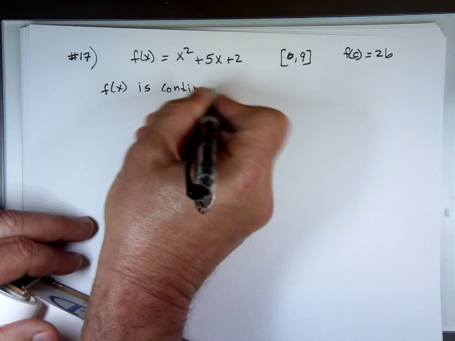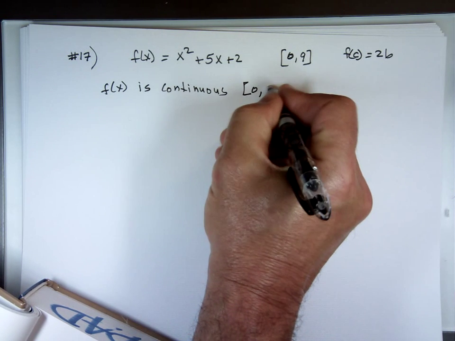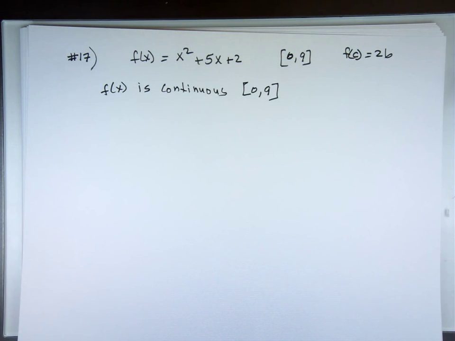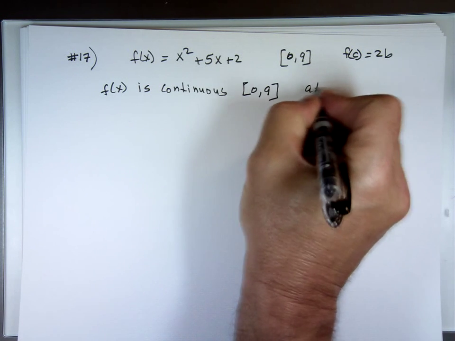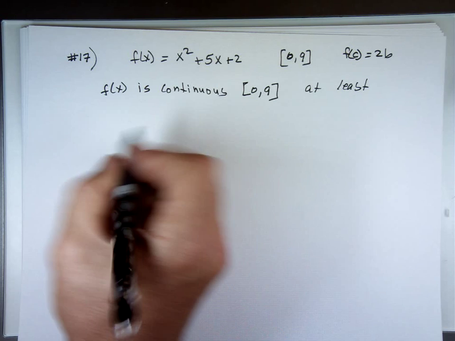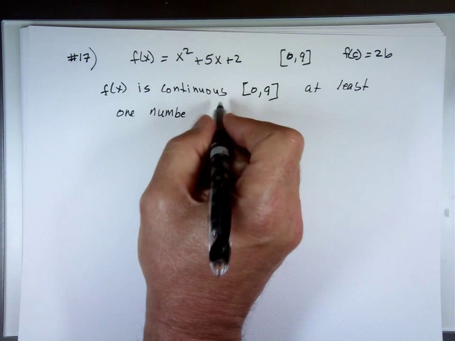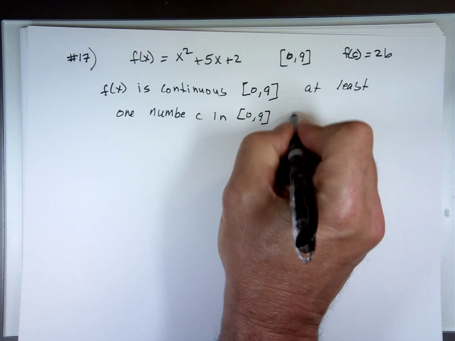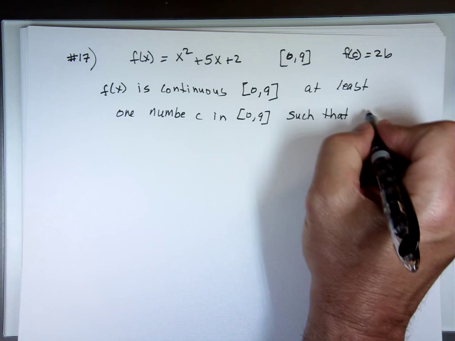If the function is continuous on the closed interval from 0 to 9, and k is any number between a and b, if you pick a number between a and b, then there is at least one number between 0 and 9, somewhere between 0 and 9, such that f of c will equal k.